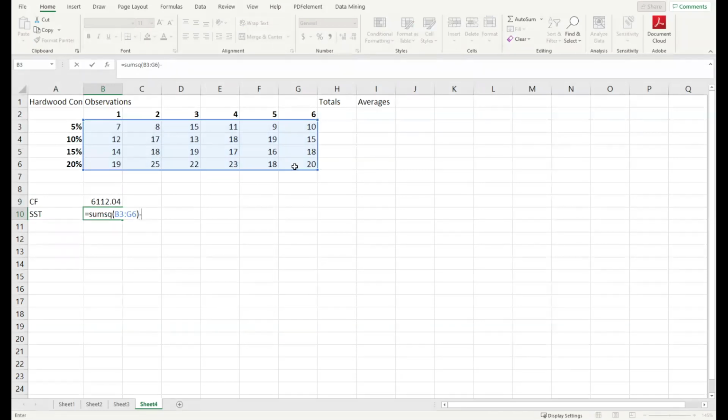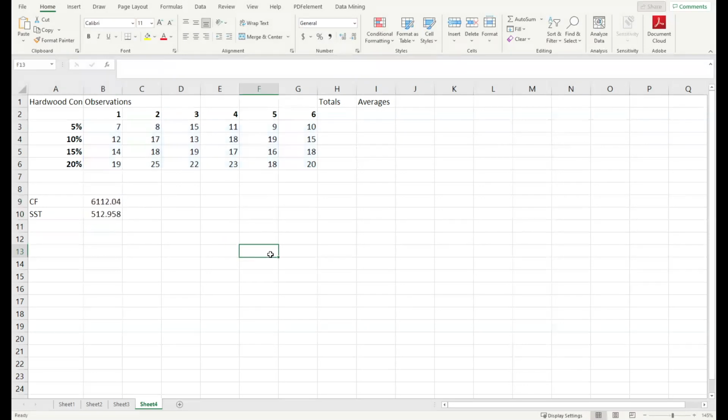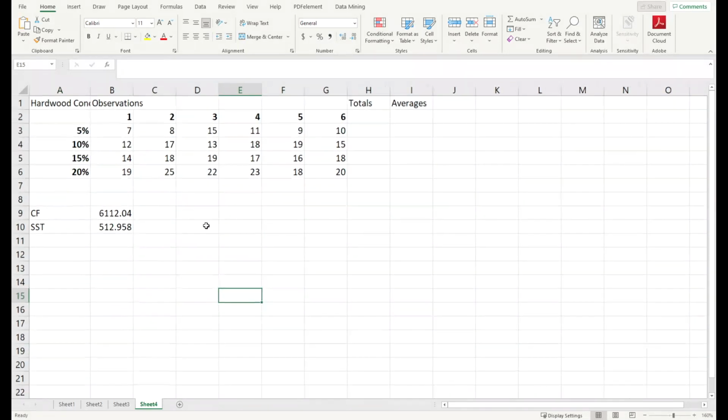And we deduct the correction factor from it. So this is my SST. Okay? So that's the SST calculations. Tapos, compute naman natin yung SSA.